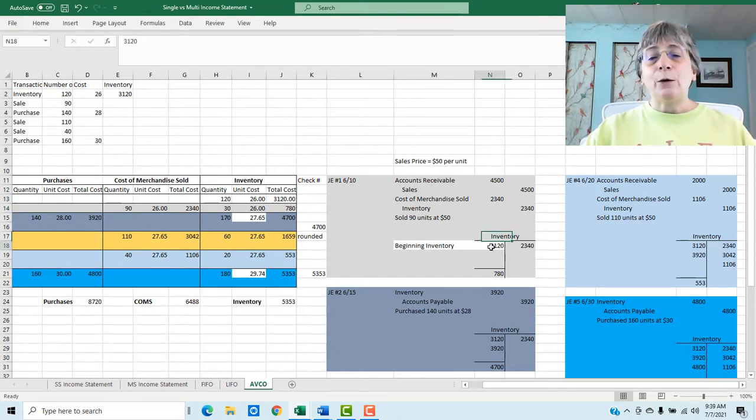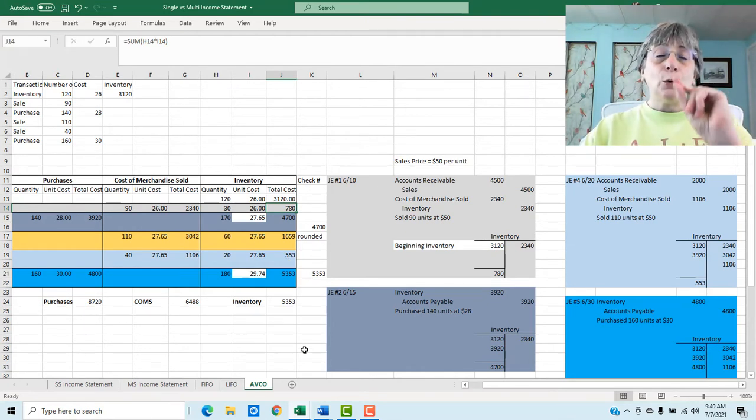So in our T account, we've got our beginning balance, we've got our reduction in inventory, our credit of $2,340, which gives us a balance in inventory of $780. Now, what's that $780 made up of? It is our 30 remaining units at $26 for $780. Now, key point right here, the only time you're going to update your average cost is when you purchase something, okay?